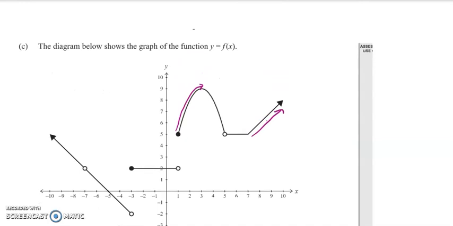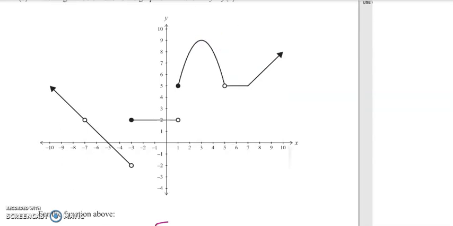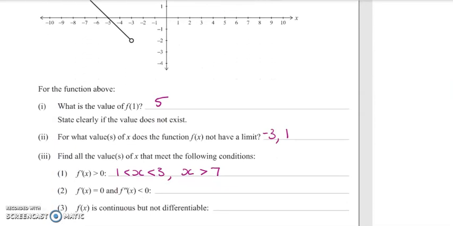Right, so gradient equal to 0, looking for a maximum point, so we have this bit just here. We got a maximum there, the gradient is 0. The gradient function is reducing as we move along, it's going from positive into negative, so that's going to satisfy our conditions of that, and that happens at x equals 3.